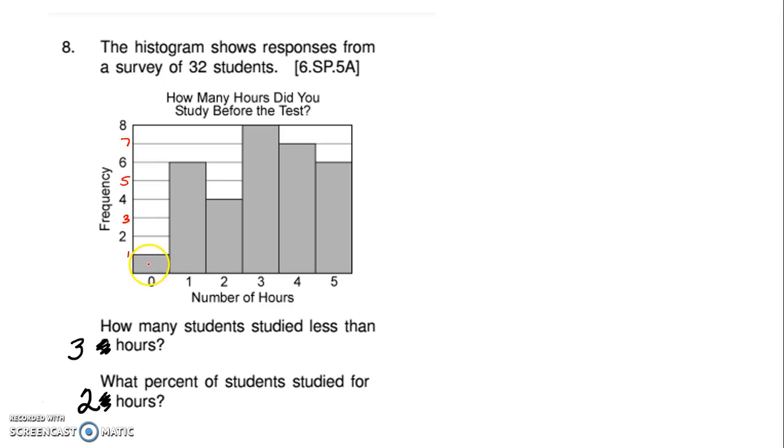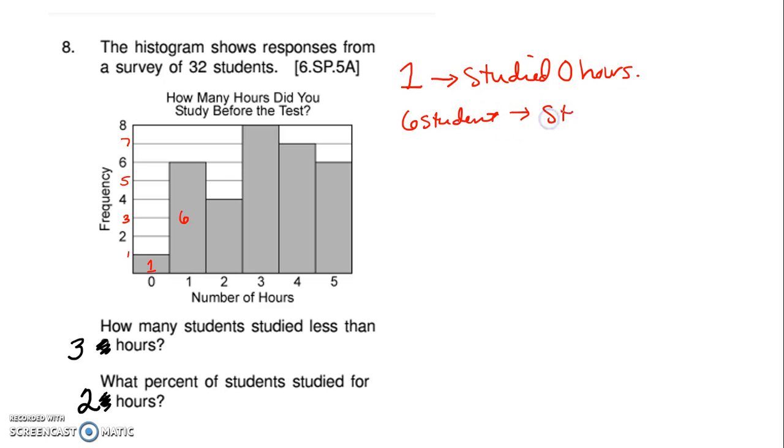So it means that one student says they studied 0 hours. Okay? It tells me that 6 students studied 1 hour. So one student, sorry, I just want to organize my information here. So one student studied 0 hours. Okay, let's hope that one knew all the material. They didn't even try to prepare for the test. 6 students said they studied 1 hour.